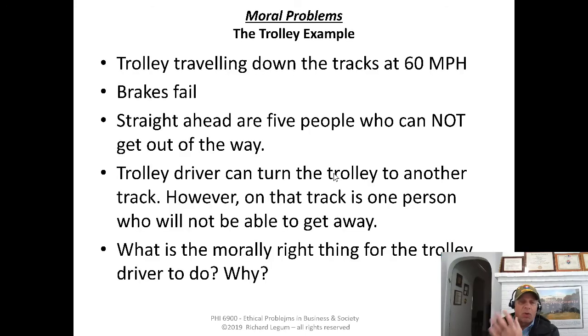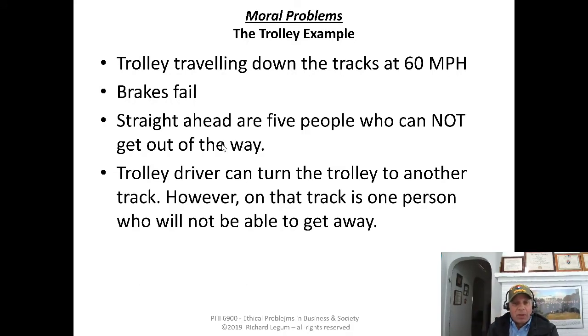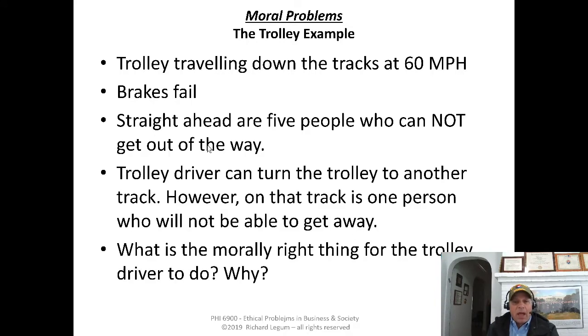Now we know what the story is in the trolley example. The facts up here: trolley traveling down the tracks at 60 miles an hour, brakes fail, straight ahead, 5 people who can't get out of the way. Trolley driver can turn the trolley to another track, but there's one person on the track. There are no other possibilities. The question is, what do we do?